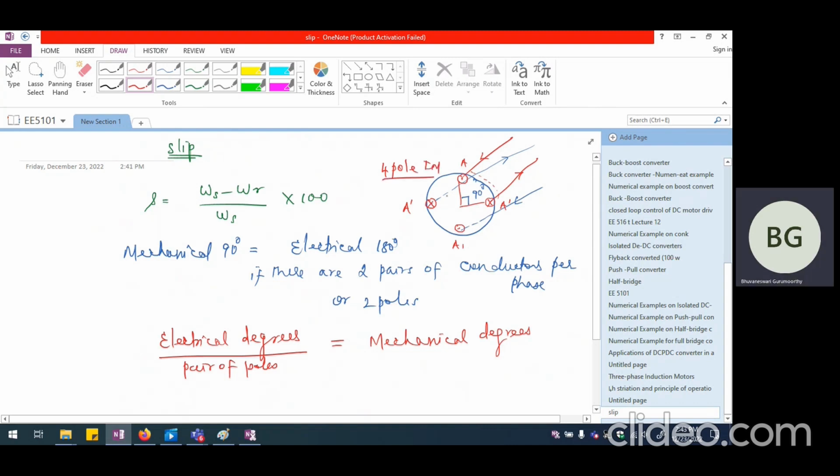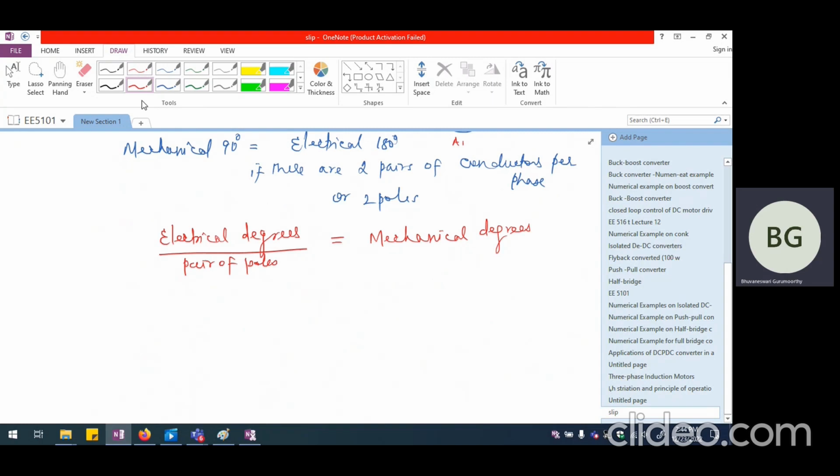So if I want 6 poles, similarly, I should have A dash, A1 dash, and A2 dash. If I have 8 poles, I may have A dash, A1 dash, A2 dash, and A3 dash. Similarly, I should have B dash, B1 dash, B2 dash, and B3 dash, and so on. So the more the number of poles, the more complex the windings will be, because corresponding to every pair of poles, we have to have at least a pair of conductors per phase. So that is going to definitely increase the complexity of the entire winding.